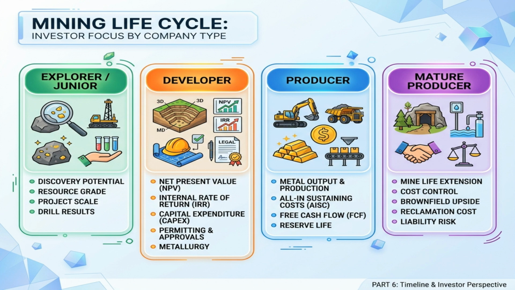Investor focus changes depending on the type of mining company. In explorers and juniors, the key metrics are discovery potential, resource grade, scale, and drill results. For developers, investors care more about net present value, internal rate of return, capex, permitting, and metallurgy. Once a company becomes a producer, the focus shifts to metal output, all-in sustaining costs, free cash flow, and reserve life. Mature producers are evaluated differently again, with more attention on mine life extension, cost control, brownfield upside, reclamation cost, and liability management. Context matters because the right metrics depend on the stage.